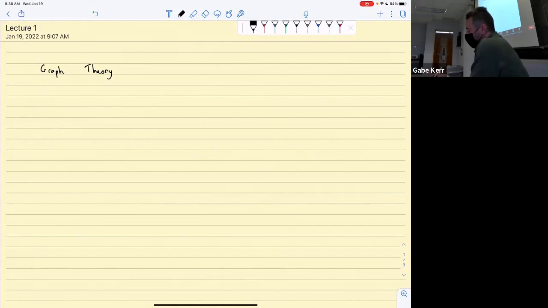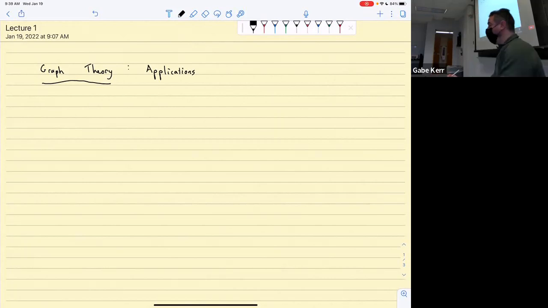So graph theory. This class, we're going to talk a lot about applications. I'm not an applied mathematician. I love math for math. It's a great subject, but it's not normal for me to talk about applications. But graph theory, they're everywhere. There are so many applications of graph theory that it's hard to list.